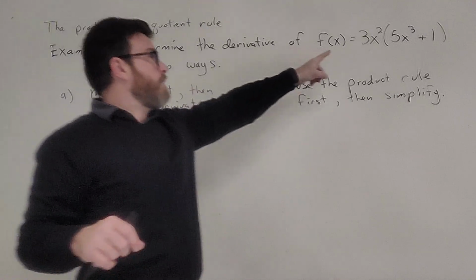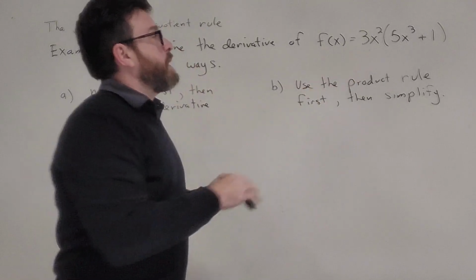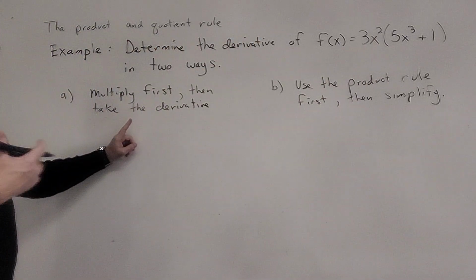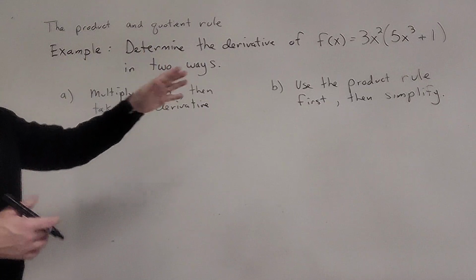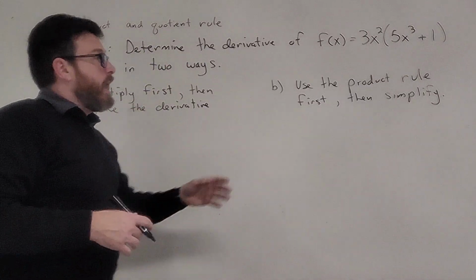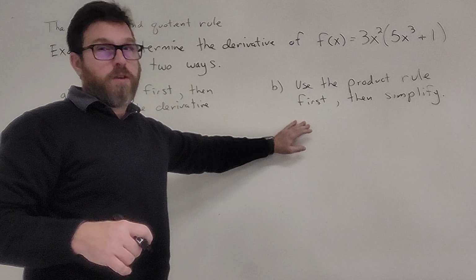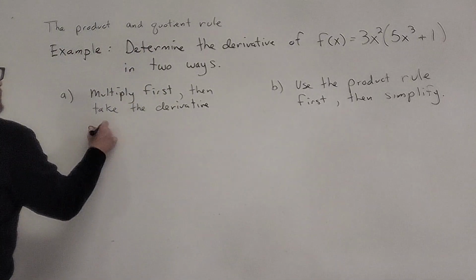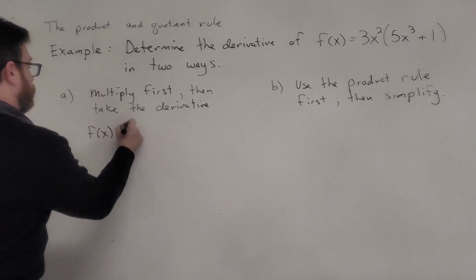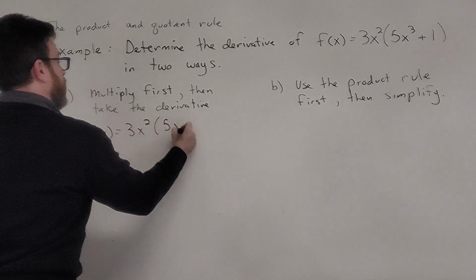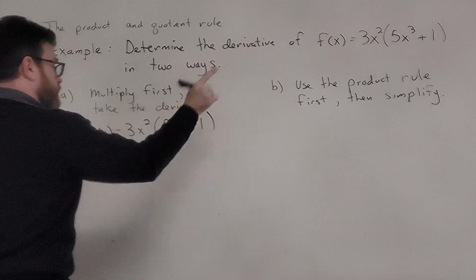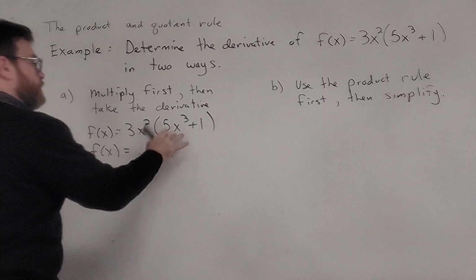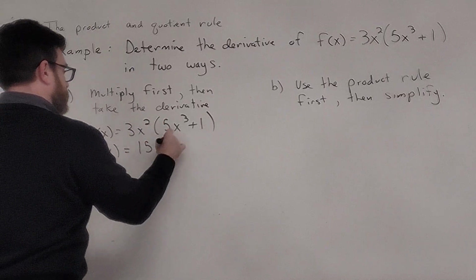So a lot of books will ask you to find the derivative in two ways just to reinforce this idea. So I'm giving you f of x, which is equal to 3x squared times that binomial 5x cubed plus 1. The first way I want to do this is to expand it first. So we're going to multiply first, take the derivative second. And in part B, we're going to take the derivative first and then simplify second. So if I have f of x equal to 3x squared times 5x cubed plus 1, I can multiply this first. So f of x is going to be equal to 3x squared times 5x cubed, which is 15x to the 5th.